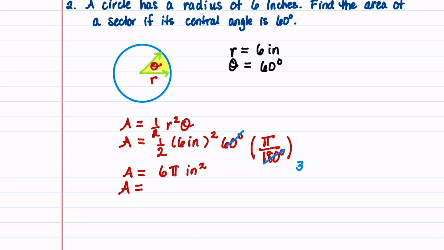And then we can throw that into our calculator, and we end up with 18.85 inches squared, or square inches, which makes sense because area is always in terms of a unit squared. You should now be ready to calculate the area of a sector on your own.